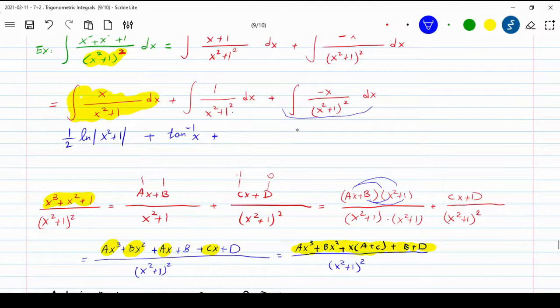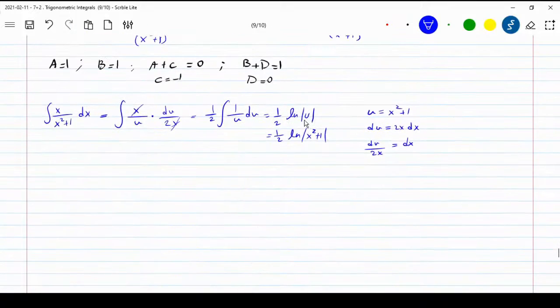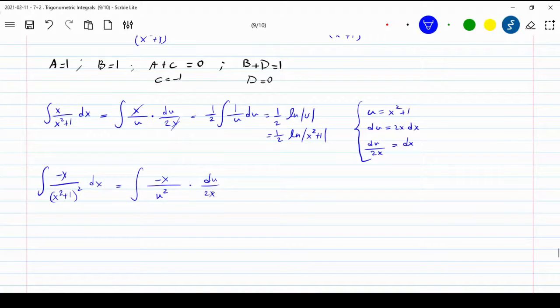How do you calculate that integral? You pick substitution again. We had negative x divided by x squared plus 1 squared dx. Same substitution, exactly the same thing. So if I pick u to be x squared plus 1, this would be u squared in the denominator. You still have negative x here. Instead of dx, you would have du divided by 2x. The x's will cancel out. This time you would have negative 1/2 integral of 1 over u squared du.